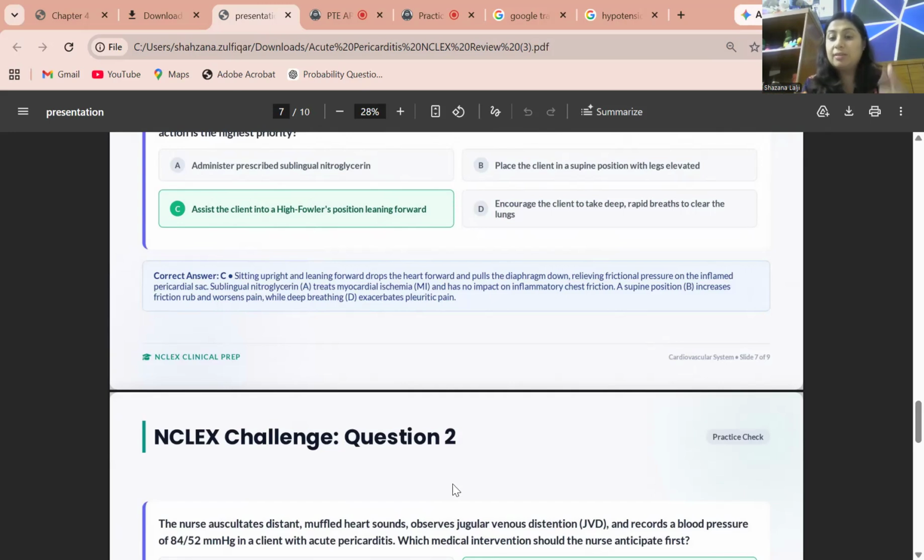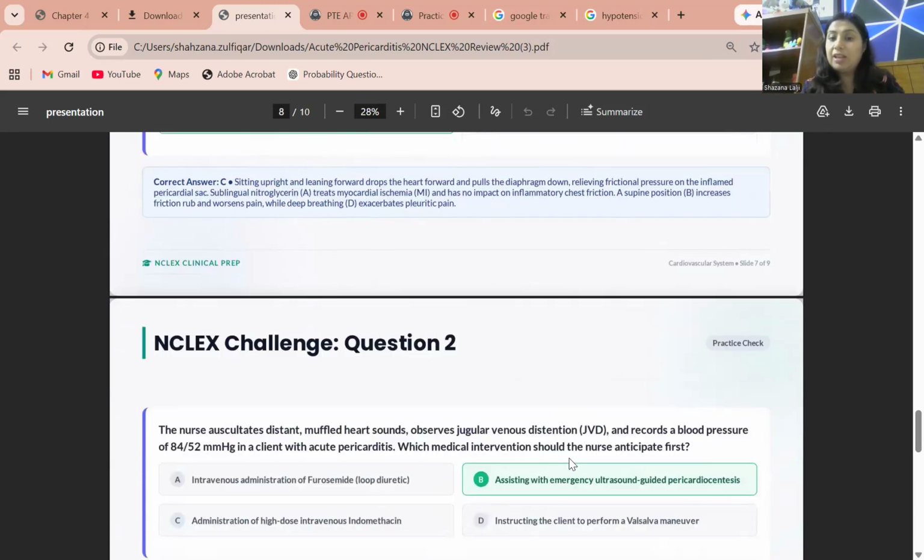So what the nurse anticipates first is that the patient is developing cardiac tamponade. And what will be the treatment of cardiac tamponade? Ultrasound-guided pericardiocentesis. This is an emergency intervention that the healthcare professional performs to save the patient's life, as the patient might go into shock.